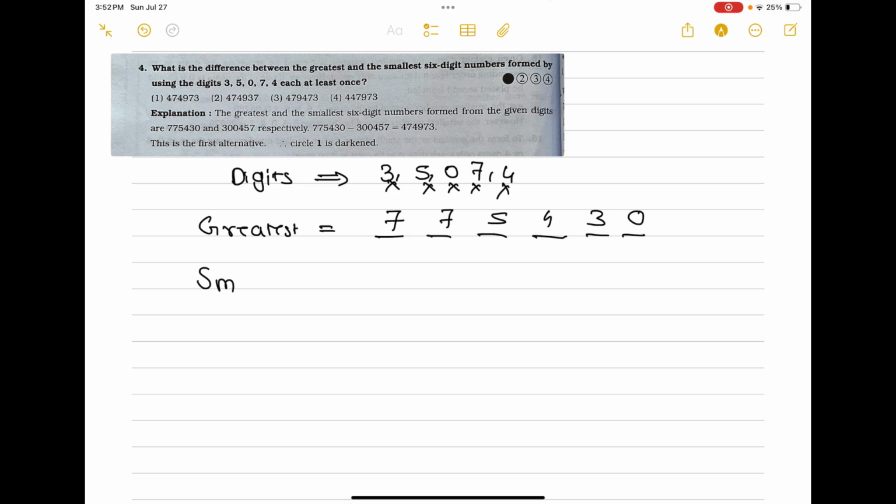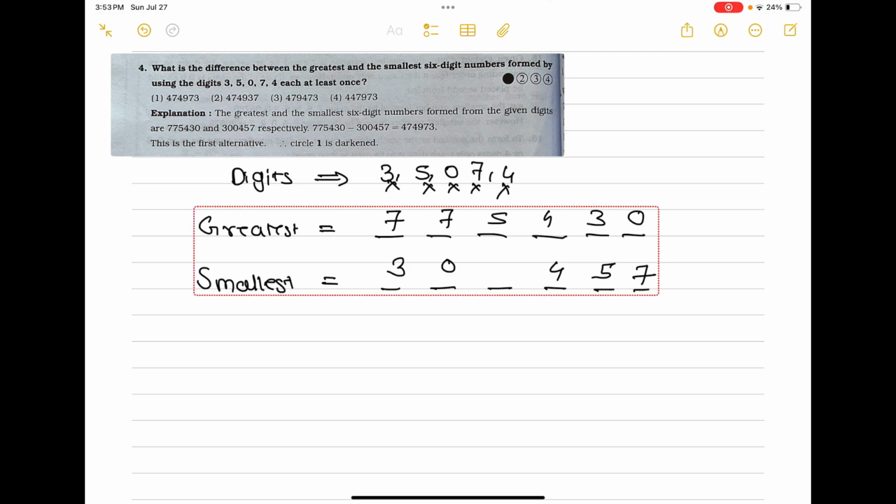And for the smallest number, we need to follow our rules. Again, we need to mark 6 dashes, 1 2 3 4 5 6. Rule number 2, if it contains 0, mark it on the second position. Rule number 3, write the second smallest number at the first position. 3, done. Now we are creating the smallest number, so write the biggest number at the end. 7. Then the next biggest is 5. And then the next is 4. If any place is pending, write the smallest number, 0.